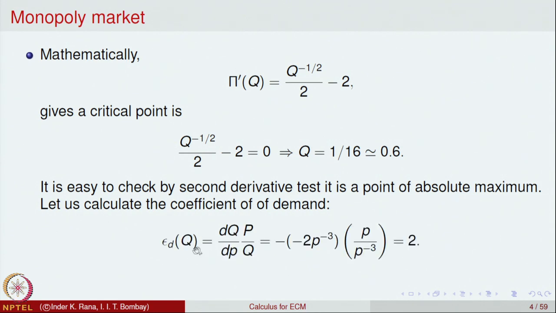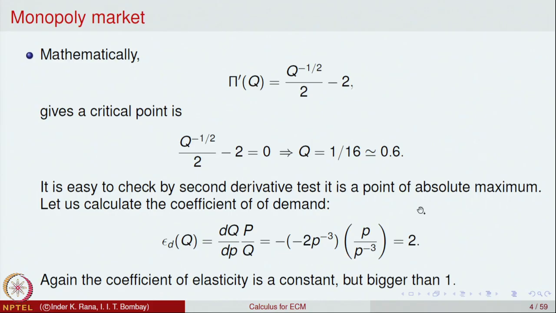By formula it is dq by dp into p by q. So, put the values and simplify, that comes out to be equal to 2. Again, this is an example of a constant coefficient of elasticity of demand, that is 2, which is bigger than 1, and in this model the profit is maximized at some point, though not very realistic. That is the mathematical way of saying things and what they imply in terms of economics. Again the coefficient of elasticity is constant, but it is bigger than 1.